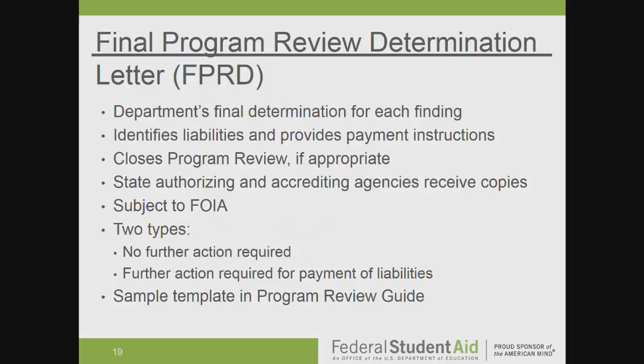The final program review determination letter, which we refer to as the FPRD, serves to inform the school of final findings and any resulting liabilities. It identifies the finding by number, and if the finding is closed or resolved. The staff will need to follow the repayment instructions if a liability is identified. A copy will be furnished to your state authorizing agency as well as your accreditor.